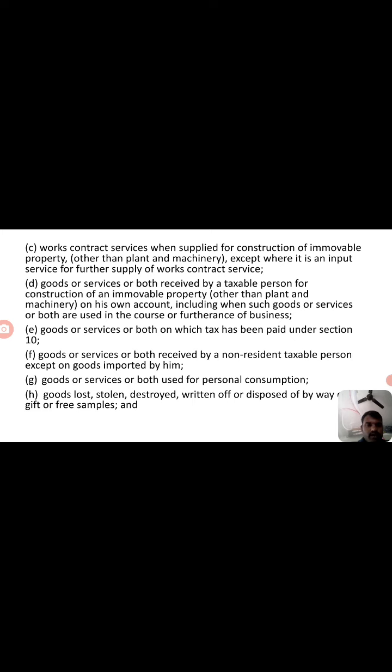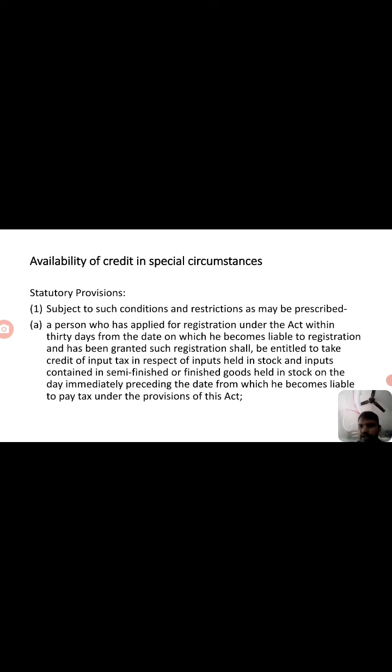Goods or services or both on which tax has been paid under section 10. Goods or services or both received by a non-resident taxable person. Goods or services or both used for personal consumption. Goods lost, stolen, destroyed, written off or disposed of by way of gift or free samples. Input tax credit is not available for these.